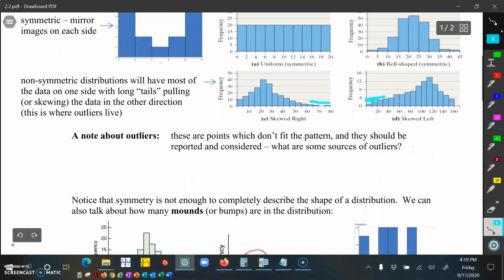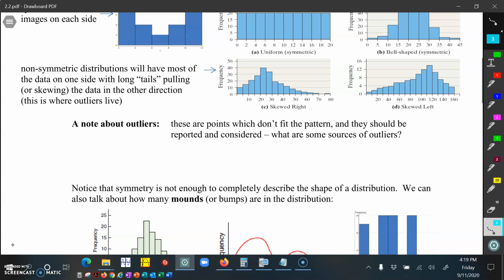Quick note about outliers. These are points which don't fit the pattern, and they should be reported and considered. So some sources of outliers, I'd like you guys to think about that, and then on Monday, we'll fill in this piece together because I want to get your feedback on what you think some sources of outliers are. So definitely be thinking about that over the weekend.